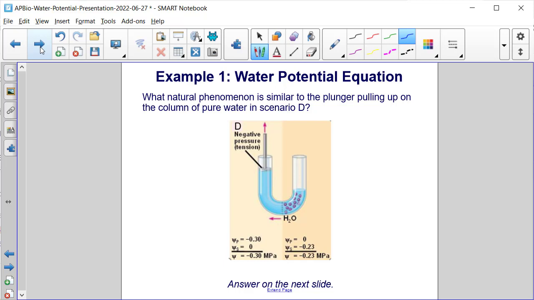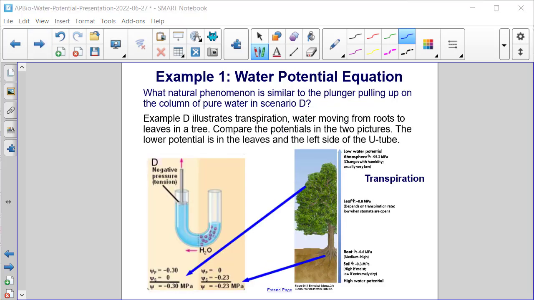What natural phenomenon is similar to the plunger pulling up on the column of pure water in scenario D? Example D illustrates transpiration, or water moving from the roots to the leaves in a tree. Compare the potentials in the two pictures. The lower potential is in the leaves and the left side of the U-tube. So overall, we have a lower potential on this left side when we have this negative pressure or tension here.